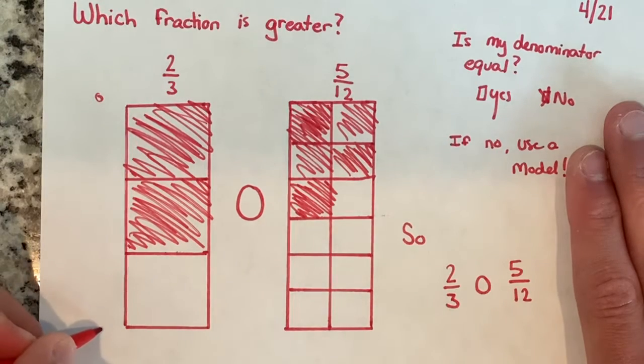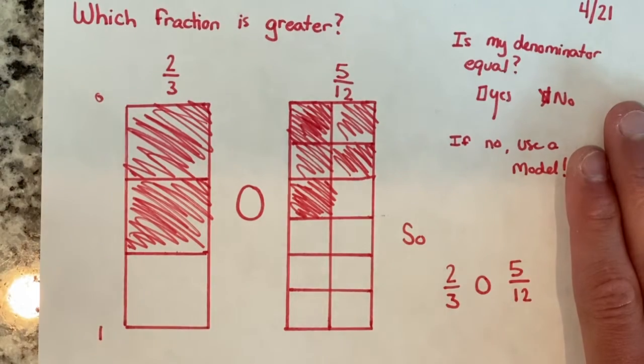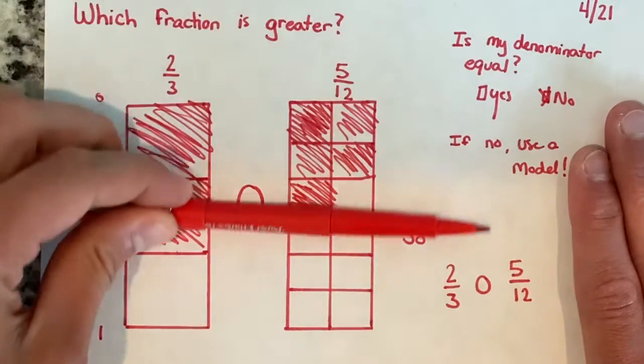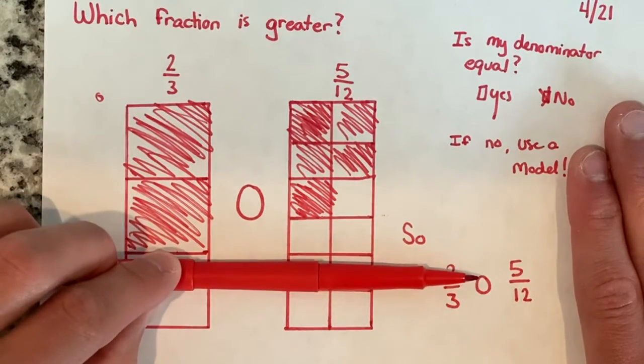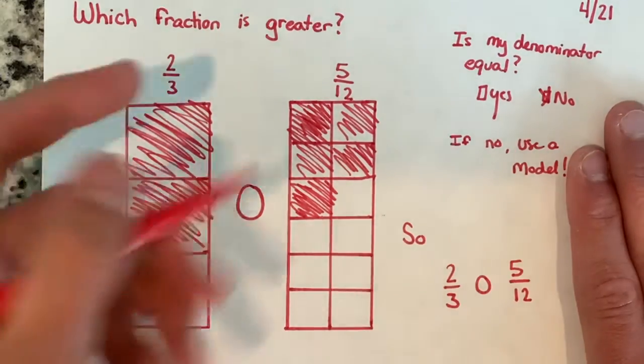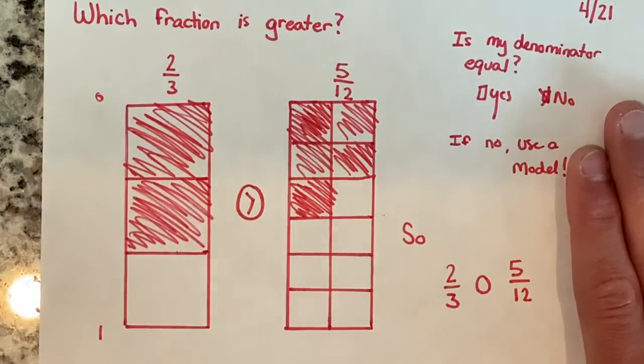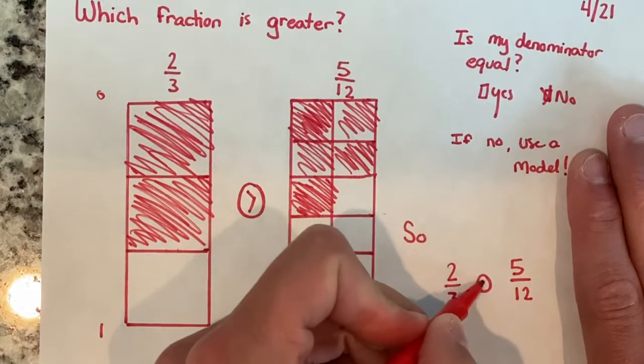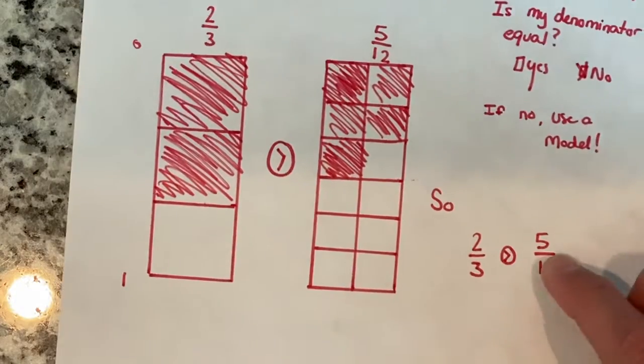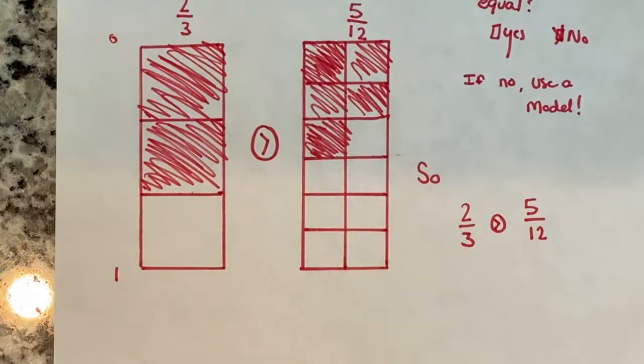Just as before, all the way down here would be the same as 0. All the way down here would be the same as 1 whole. 2/3 ends me right here. So 2/3, even though the numbers are smaller, is still greater than 5/12. So 2/3 is larger than 5/12, or 5/12 is less than 2/3.